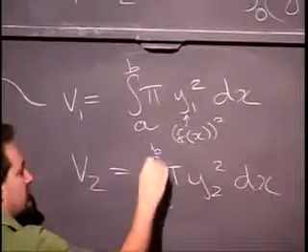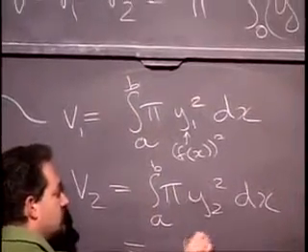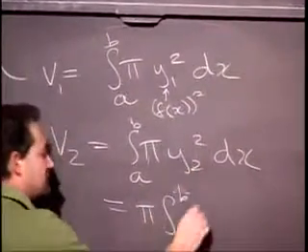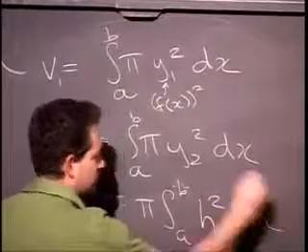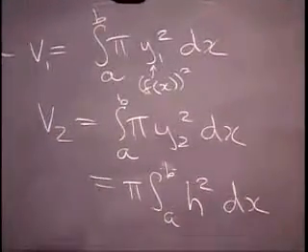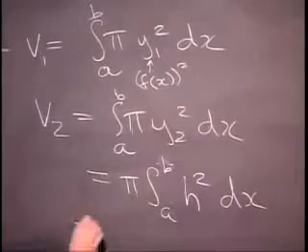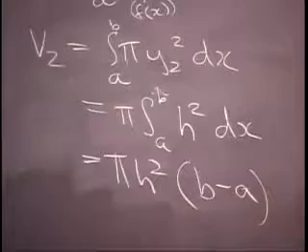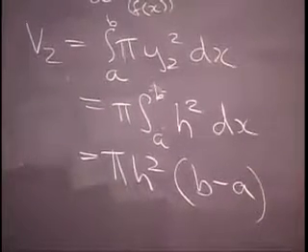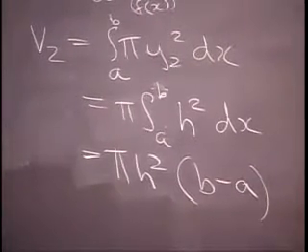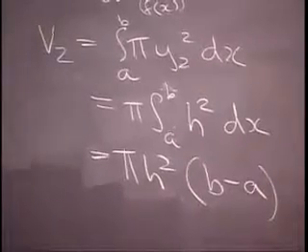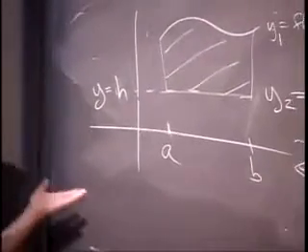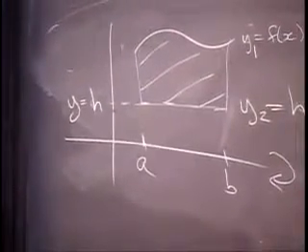So the second integral becomes the integral from a to b, and y2 is just the constant h. And of course, h being a constant means you can pull it out and get pi h squared, and the integral will work out to be b minus a. But you don't need to learn that. You just need to remember the idea that if the bottom thing is a line, treat that as the bottom curve. It's not a curve, it's a line, but a line is a curve.